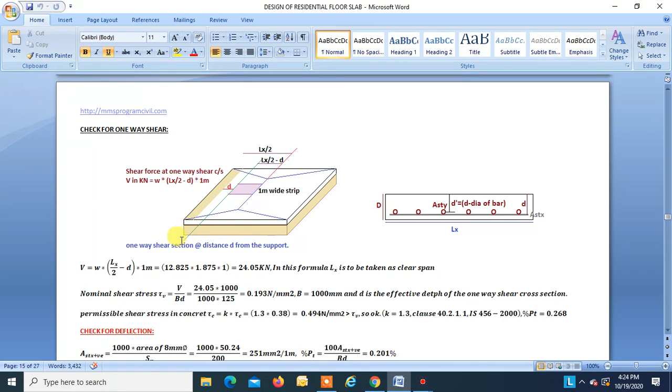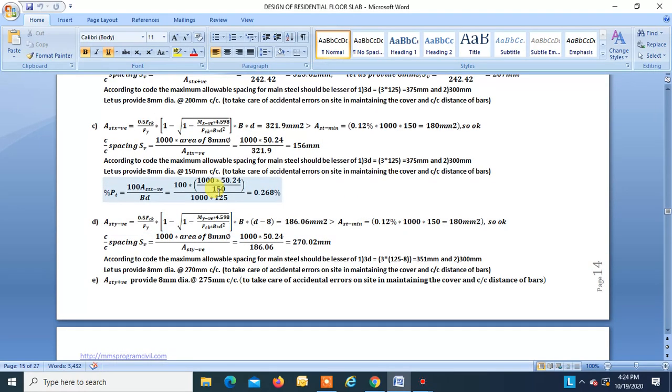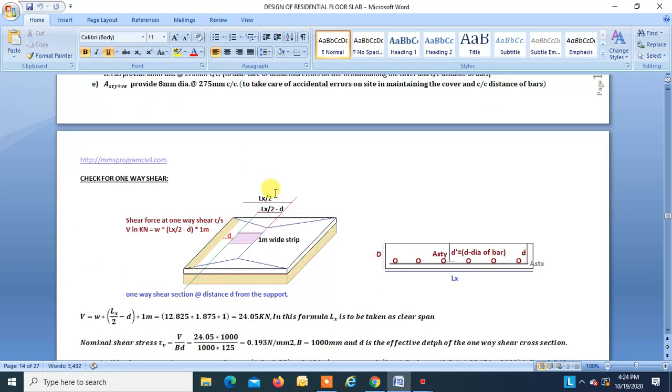Now we have to find the permissible shear stress. This section, that is for one-way shear, is at a distance D from the face of the support, that is face of the beam. At this section, the tensile reinforcement is the reinforcement at this support, and that is ASTX negative. So we have to take the percentage of steel of ASTX negative, which is 0.268.